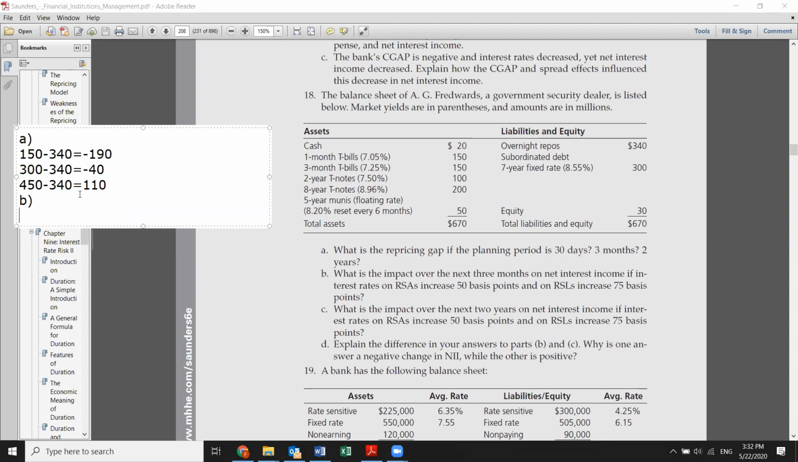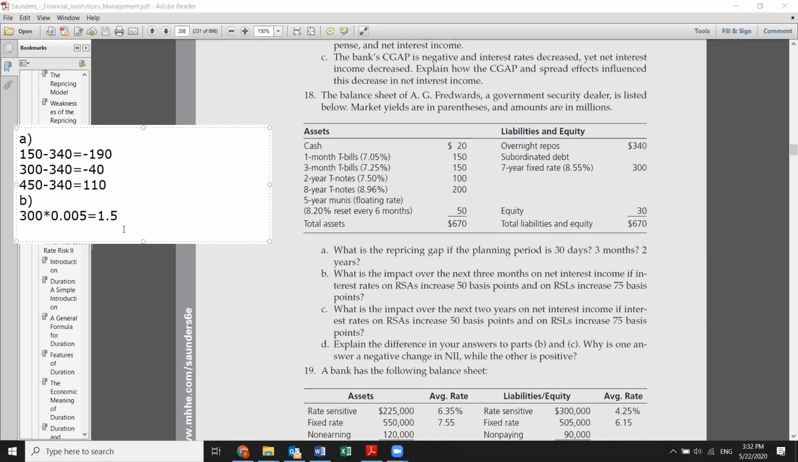So let's go. We need to see how it will affect it. So we need to come up with the 30 days. No, let me just see with the next 3 months. That means that we should include this 300. So 300 times 50 basis points, 0.005, which is 1.5 million.